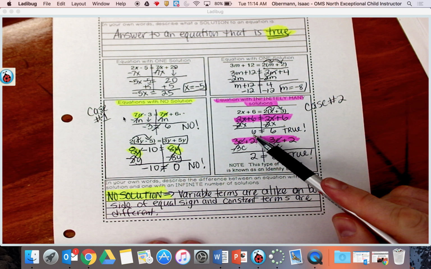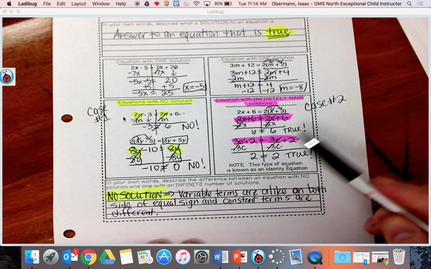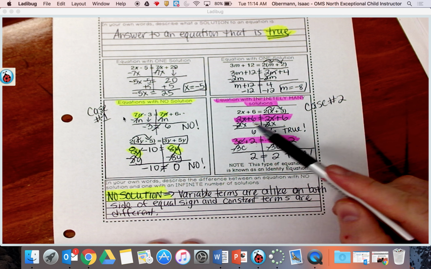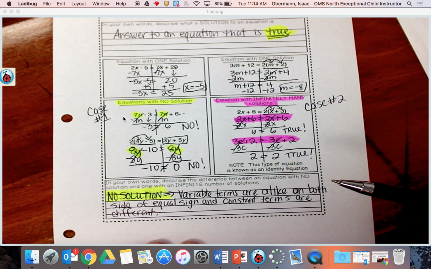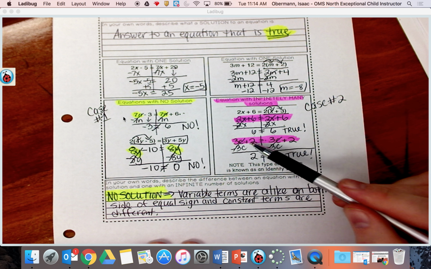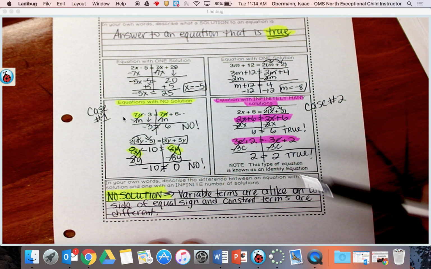And I just proved it right here. 6 is equal to 6. Well, that's always true. It doesn't matter. Any value I want to pick for x will be an answer. 2 equals 2. Well, that's true. That means any value I put in for c is going to be true.